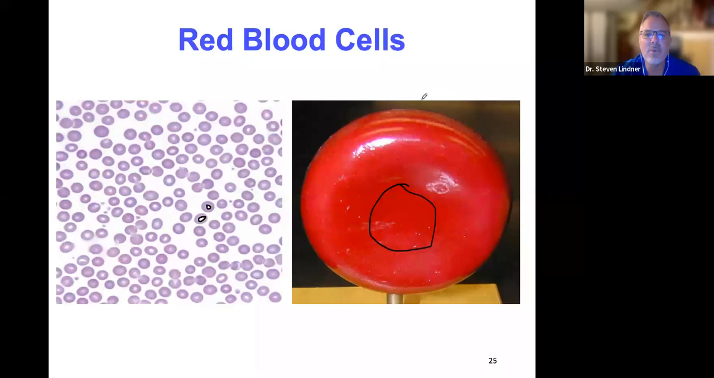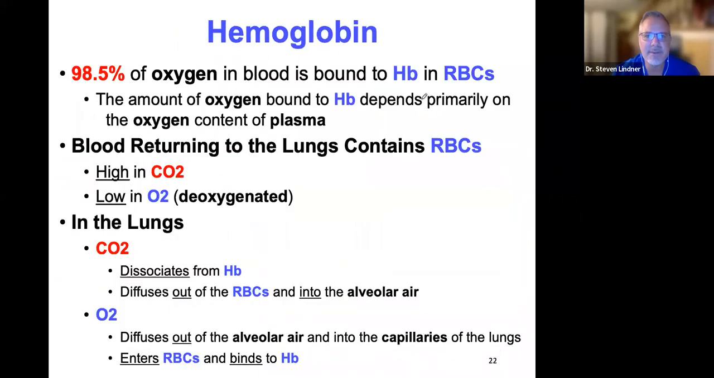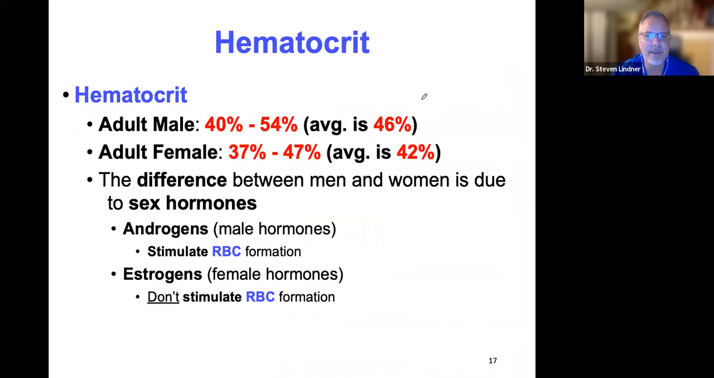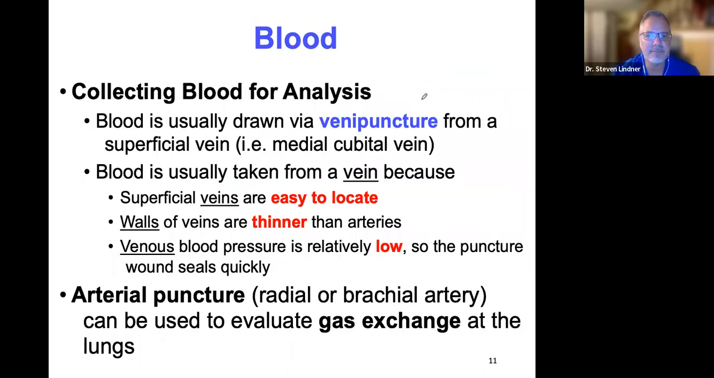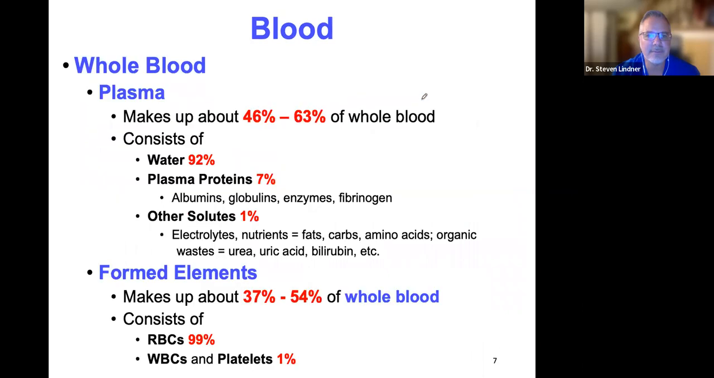Now we have white blood cells. Let me just see if I can go back here and show you the breakdown of white blood cells. Let me see if I have them here. If not, I'll draw them out. No big deal.